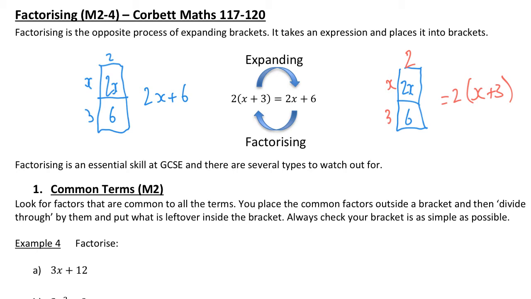And there's a couple of different ways in which we can do that. And the first of which is common terms. So just what we've done already. So we look for factors in common to them all, and you place the common factor outside the bracket and then divide each term in the expression by that common factor.